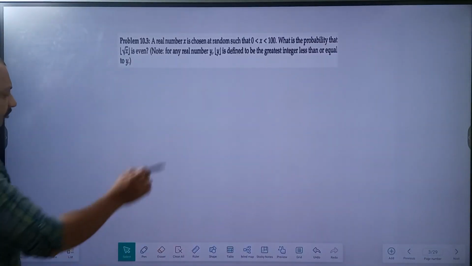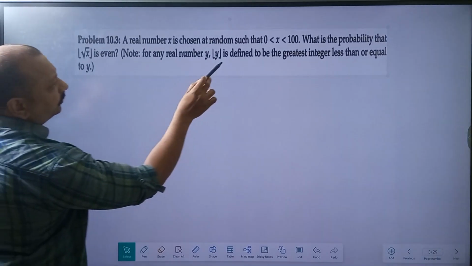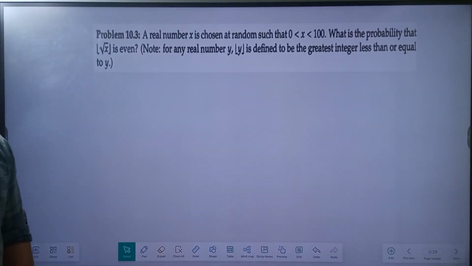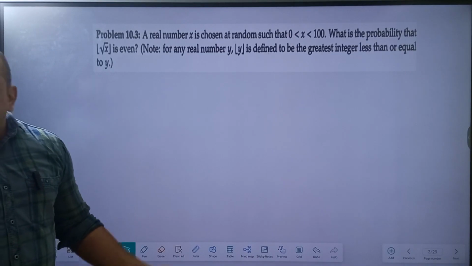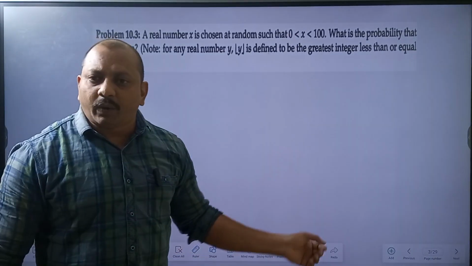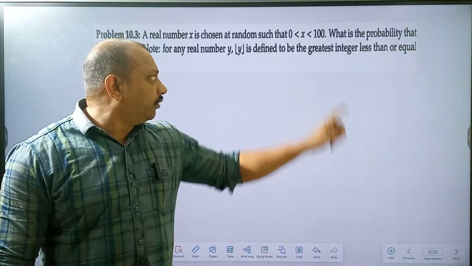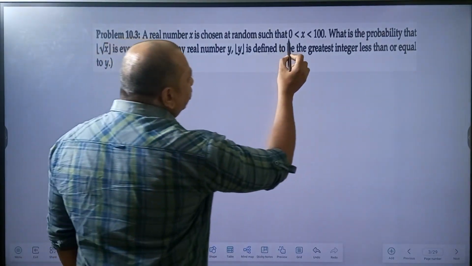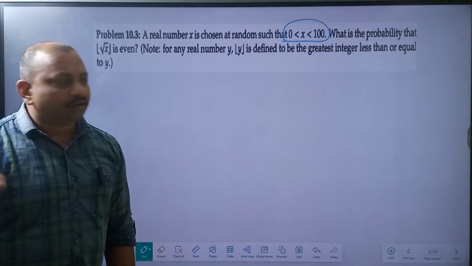Next, a real number is chosen such that 0 less than x less than 100. Again x is a real number, so there are infinite numbers of x. If they said integers, then we would consider only 1 to 99, that is 99 positive integers. So be careful, x is a real number and in this region we have an infinite number of x values.